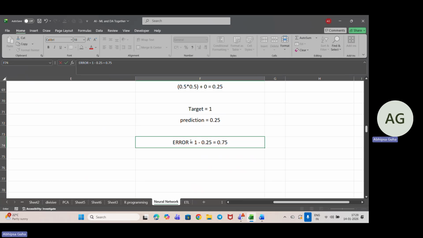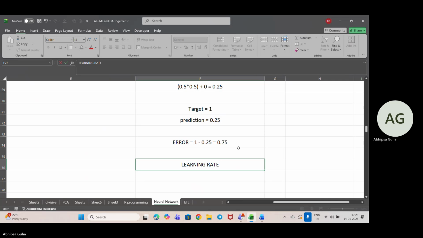so it has to learn, because the error is 0.75. So we have to go backward, fix the weight little by little and go ahead. Okay, here comes the concept of learning rate. Learning rate is how fast should my model learn? How fast should my model run or learn? Okay. So this is the idea.